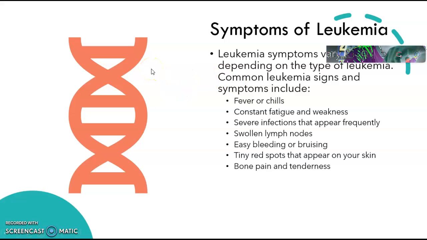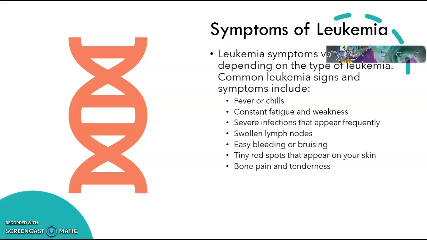Some basic symptoms of leukemia. The symptoms may vary from patient to patient depending on the type of leukemia that they're diagnosed with, but some common signs and symptoms include fever, chills, constant fatigue and weakness. Also, severe infections that appear frequently. So basically, that means infections that pop up more constantly over time, and you get more infections than the average person.